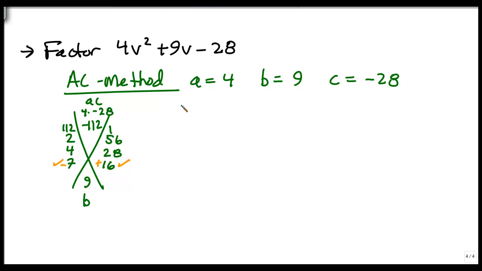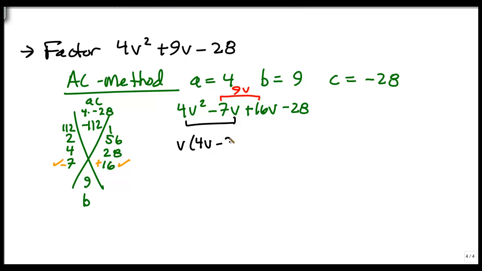Okay, so we take this and we rewrite it. 4v squared. Now instead of the plus 9v, we write minus 7v plus 16v minus 28. So again, these combine to give me that 9v. Okay, grouping. Not much is going on here. There's just a v that's common. I'll be left with 4v minus 7. Now over here, I think we could probably pull out 7 times 4 is 28. I think we could pull out a 4. I'd be left with 4v minus 7.